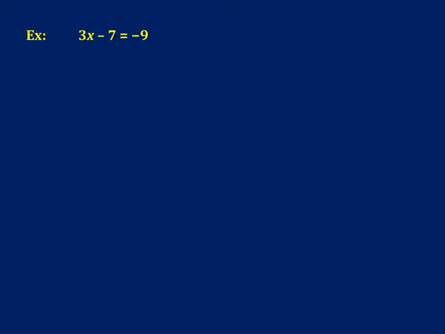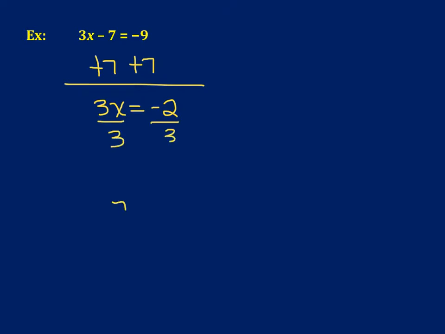This is a basic two-step isolating x. However, the answer will come out to a fraction, so I just want to talk more about that. So first we're going to add 7 to both sides because we're going in reverse PEMDAS. So you end up with 3x equals negative 2. That's negative 9 plus 7. And then divide by 3. Be careful not to type that into a calculator because you would get a decimal. Your answer is negative 2/3.